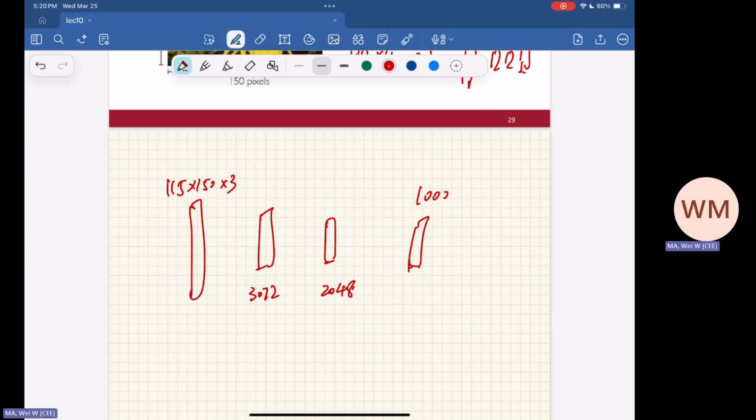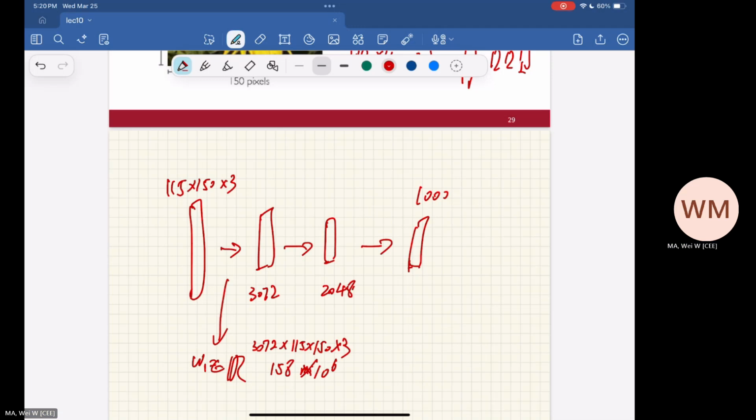So then let's calculate how many parameters we have for this neural network. For W1, what is the dimension of W1? This will be 3072 times 115 times 150 times 3. Let me calculate. This is roughly 158 times 10 to the power of 6.